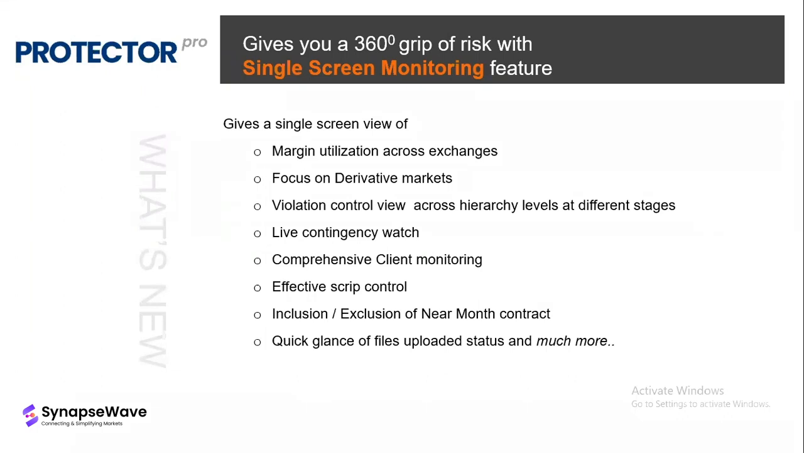Focus on derivative. Basically, this single screen is provided for the derivative markets. So derivative markets is currency or NSE future option, BSE future option, or MCX and CDX. Violation control view across hierarchy levels at the different stages. Live contingency watch, comprehensive client monitoring. This means having the contingency watch, whether my things are being covered or not, whether I am breaching any script level or not, whether I'm having the client within the margin control or not. So all that has been considered.